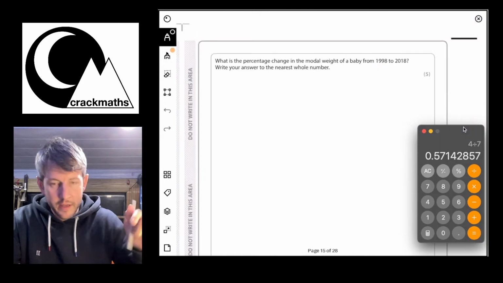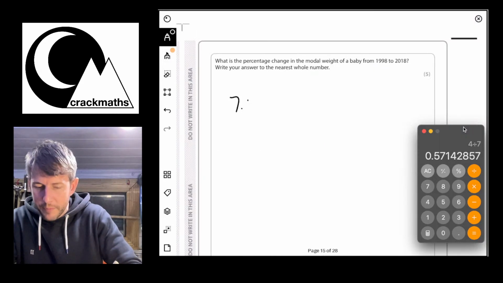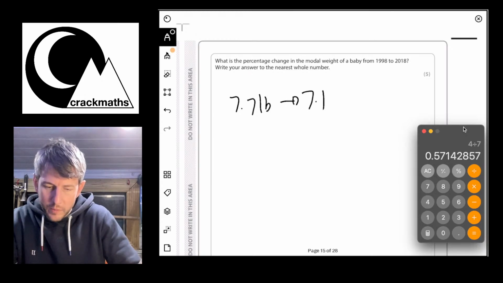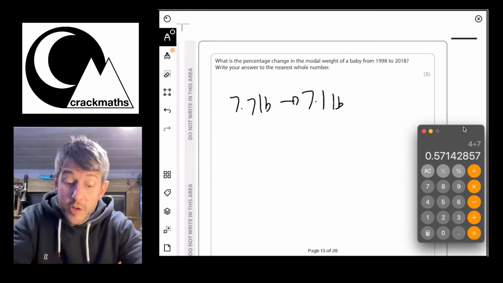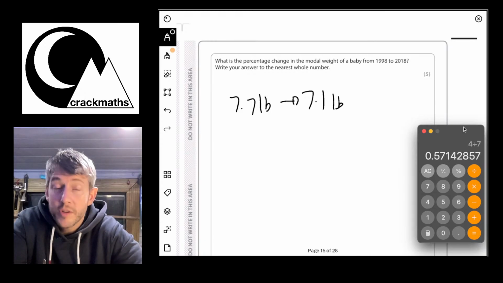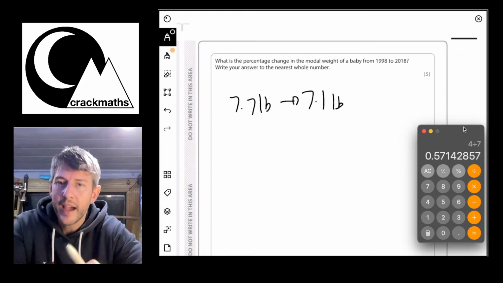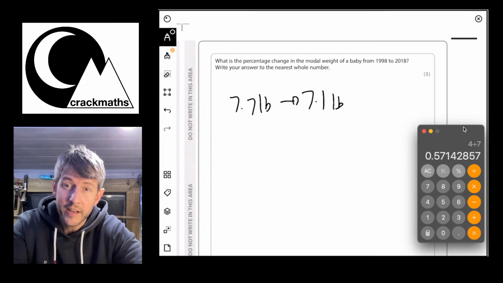Okay, so here we go. We've gone from 7.7 pounds to 7.1 pounds. Okay, so we can see it's reduced in weight, but it wants to know the percentage change. Okay, so the percentage change is calculated by finding the actual change as a percentage of the original amount.